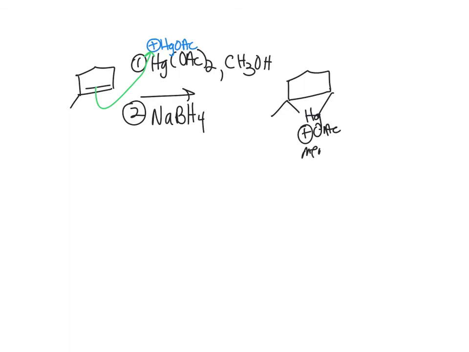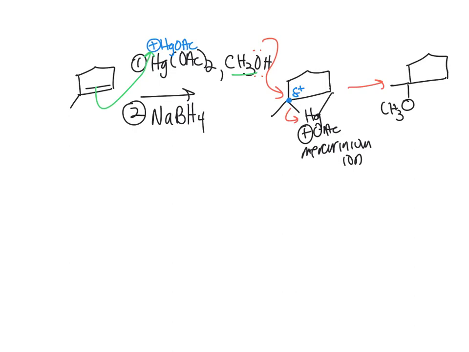So that mercurinium ion. You want to put in your delta positive here, because that's going to direct your nucleophile in the second step. So now you have the methanol nucleophile that's going to come in to that partial positive and open up the mercury acetate. So you're going to break that three-membered ring, and now you're going to get OCH3 here, and then this is going to be mercury acetate.